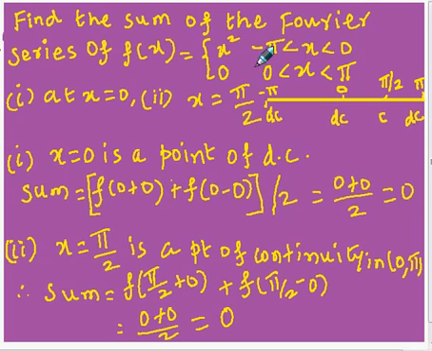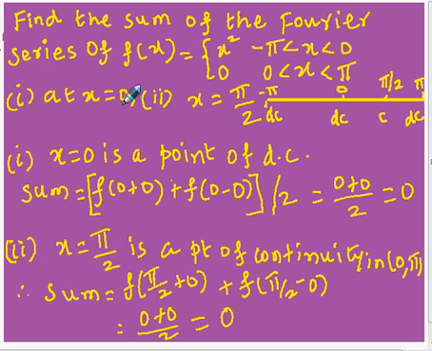So the first limit is minus pi to 0. So minus pi is one of the points of discontinuity and 0 is the another point of discontinuity. And the next limit is between 0 to pi, and from this we understand that 0 is one of the points of discontinuity and also pi is another point of discontinuity. Now we need to find out the sum of the Fourier series at x is equal to 0 and at x is equal to pi by 2.